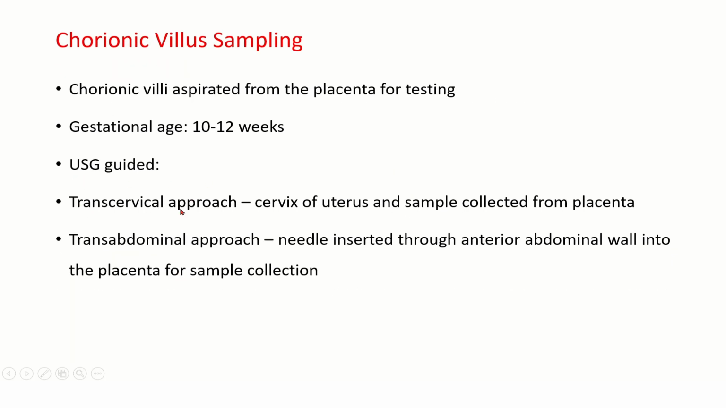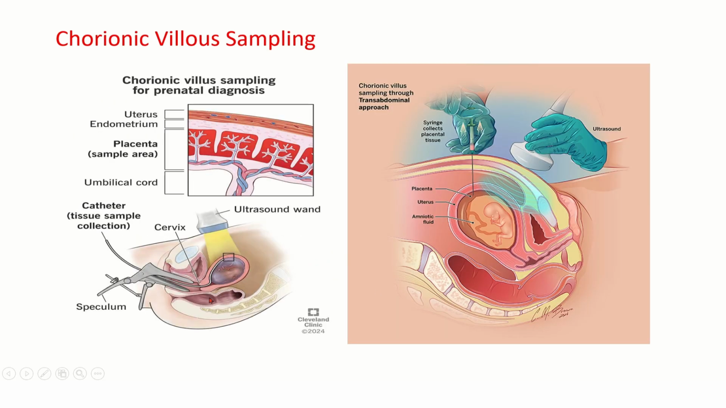So USG guided two approaches: transcervical approach, through the cervix of the uterus, where the sample is collected from the placenta, and transabdominal approach, where a needle is inserted through the anterior abdominal wall into the placenta for sample collection. You can observe here the transcervical approach to reach the placenta and collect. Again, this is also ultrasound guided. Here, transabdominal approach directly into the placenta. So two approaches, the placenta is collected.